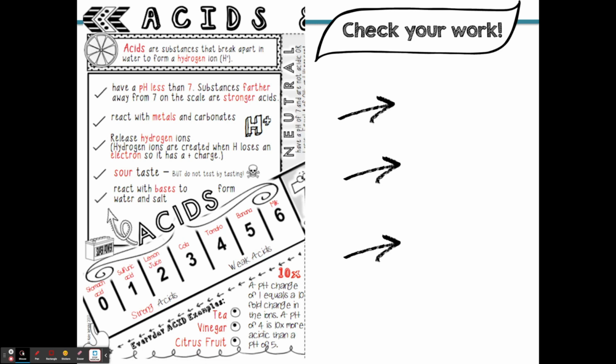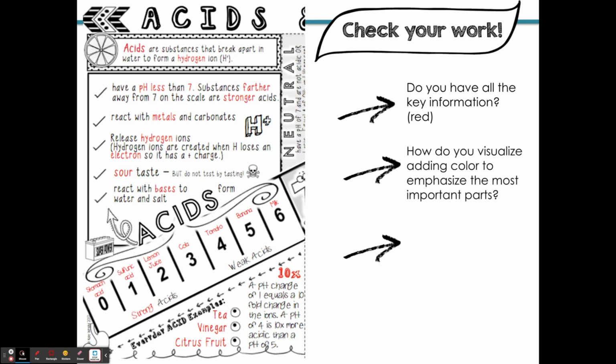Okay, so check your work. Make sure that you have all of that written in. Do you have all the key information that is written in red? How do you visualize adding color to emphasize the most important parts? I am going to suggest that you don't cover up your words or make it so dark in your coloring that you can't read your words. So I would color very lightly over the areas that have words. What facts seem to be easy to remember? What seems more challenging? So kind of think on that part.